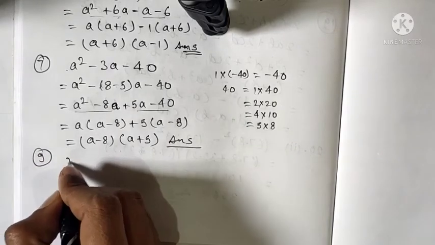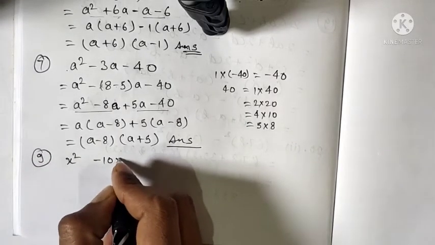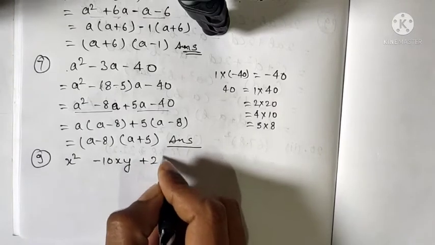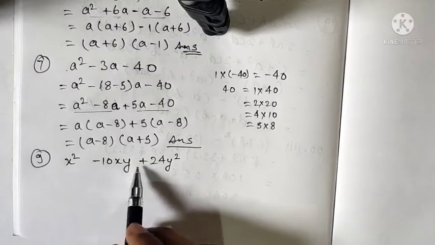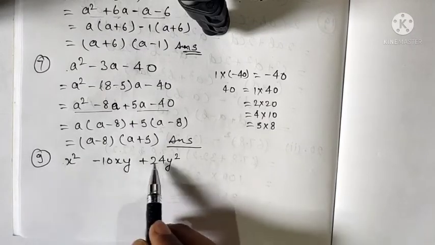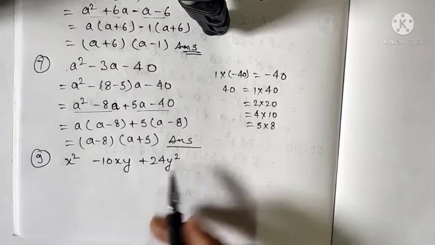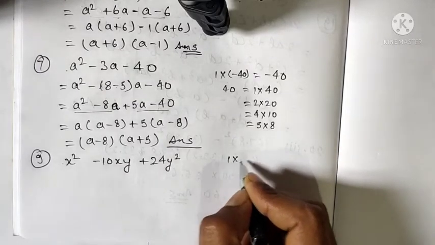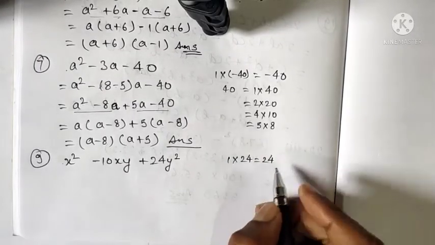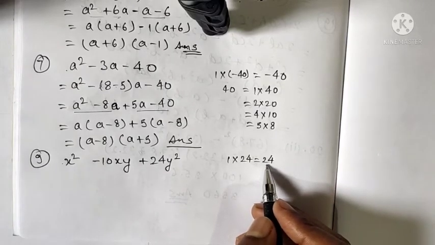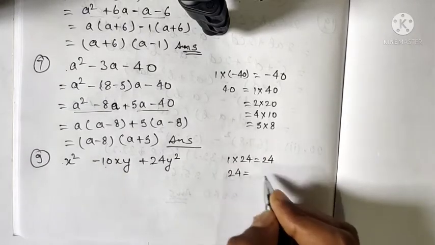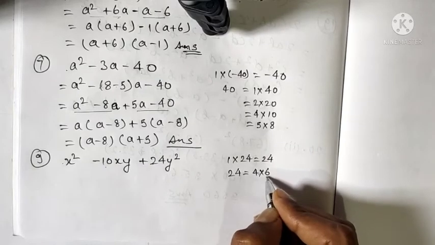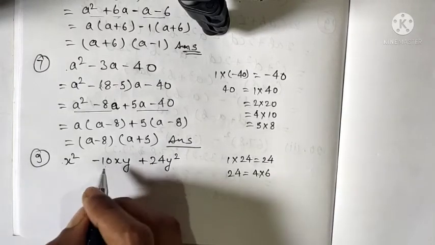Now question number 9. Question number 9 is x square minus 10xy plus 24y square. Since it is a trinomial, we multiply the coefficient of x square and 24, so it will be 24. Since the sign of 24 is positive, we have to find the factors of 24 in such a manner that their sum will be equal to 10. As we know, 24 can be written as 4 into 6 and 4 plus 6 is 10. So we will replace 10 by 4 plus 6.